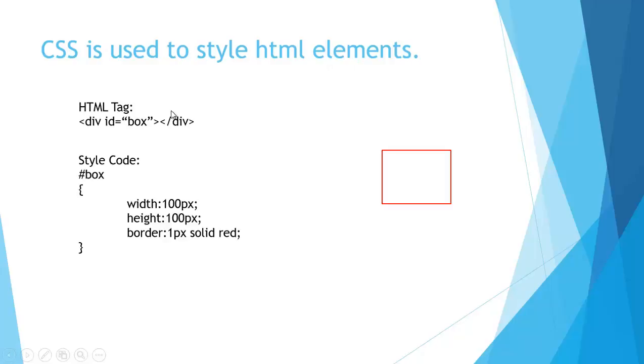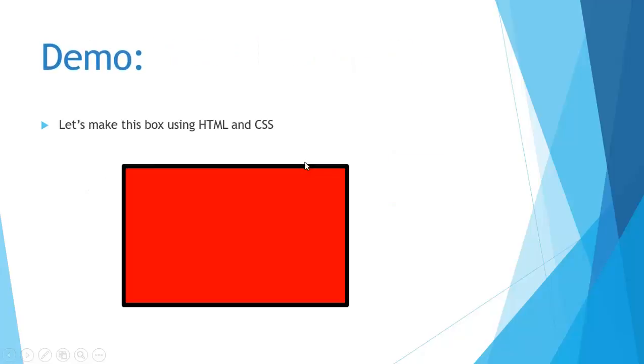Consider this HTML tag, a div tag, which has an ID. This is an attribute, box. You can style it in your style sheet or whatever you like. Then we have something like hashtag box, open a bracket, close a bracket, width, height, border, whatever you like. So let's see this demo. Let's make this box a red box with black borders.